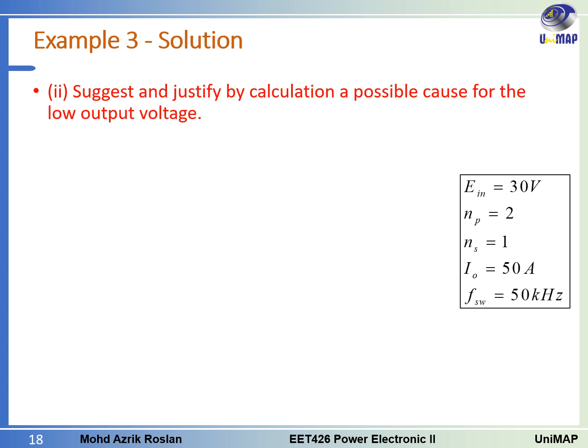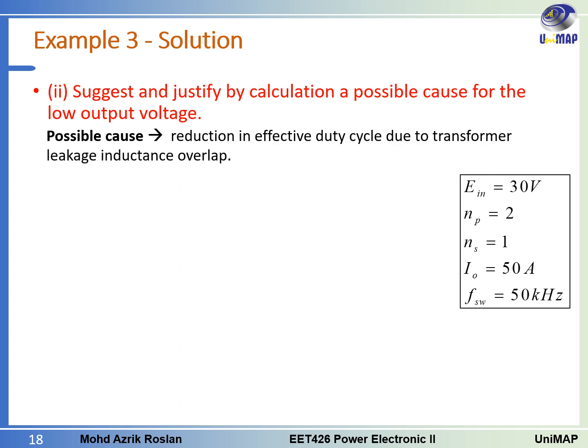Okay, now for the second part, suggest and justify by calculation a possible cause for the low output voltage. So in this case, we know that in an isolated forward converter we have the problem of leakage inductance overlap. This might be the reason why after we adjust the duty cycle we still cannot get the required value, which is 5 volt.